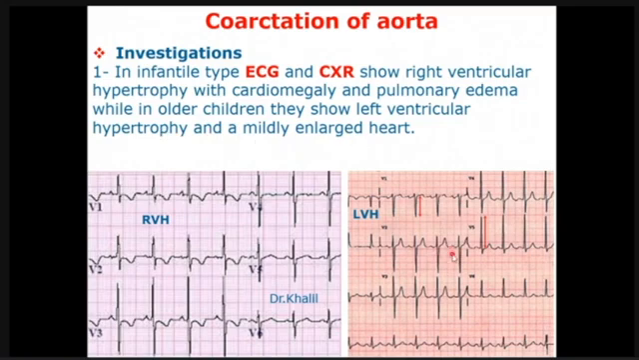Left ventricular hypertrophy is opposite to right, and the right ventricular hypertrophy shows prominent R in V1. While in left ventricular hypertrophy, there is a prominent R in V5 and V6, more than the normal. In each age group, we have normal limits of the R wave. When measured and found more than the normal limit, it is called hypertrophied ventricle, whether right or left.